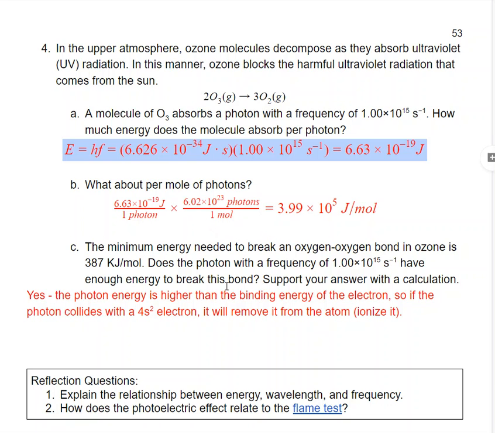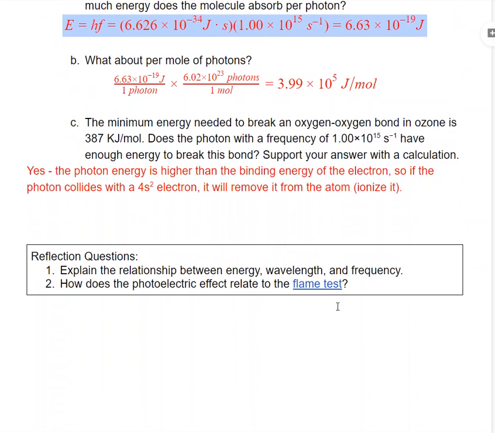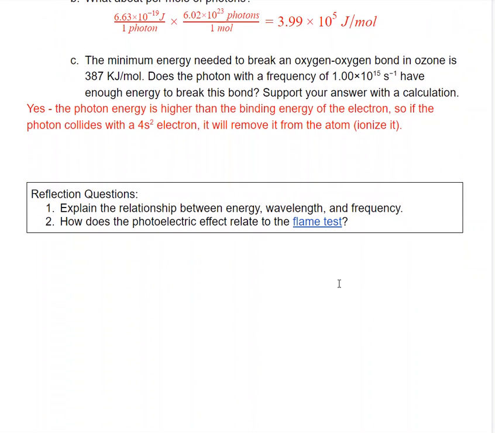So does this photon have the required energy? Yes, the photon energy is higher than the binding energy of the electron. So if that photon collides with a 4s2 electron, it will remove it from the atom. It will ionize it. So better for this to happen to ozone than for it to happen in, say, the DNA in your cells. So, the relationship between energy, wavelength, and frequency: short wavelength is high frequency, which is high energy.